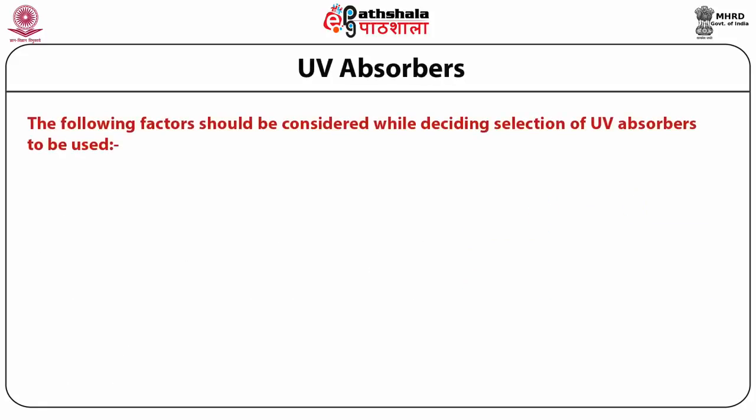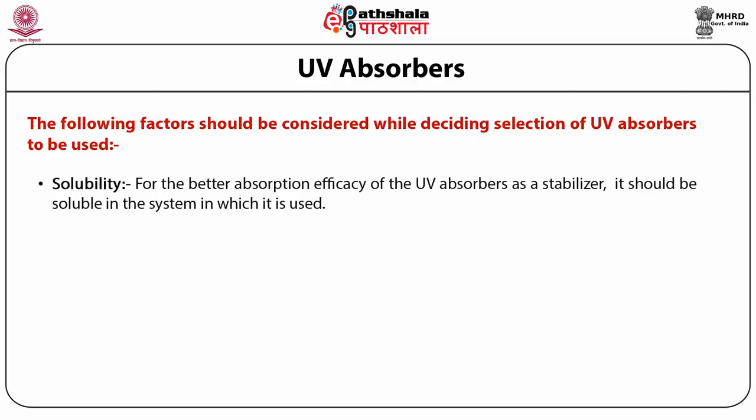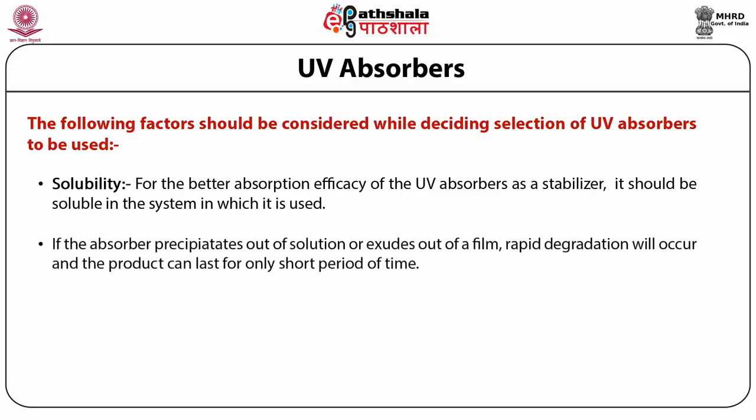The following factors should be considered while deciding the selection of UV absorbers to be used. The first is solubility. For the better absorption efficacy of UV absorbers as a stabilizer, it should be soluble in the system in which it is used. If the absorber precipitates out of solution or exudes out of a film, rapid degradation will occur and the product can last for only short periods of time. If it is soluble, it can last for longer periods of time without decomposition.